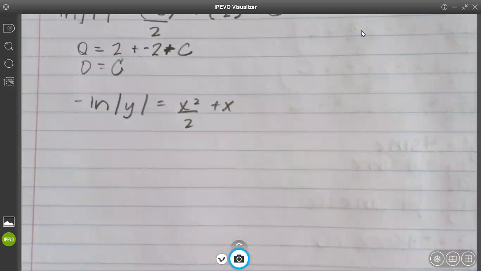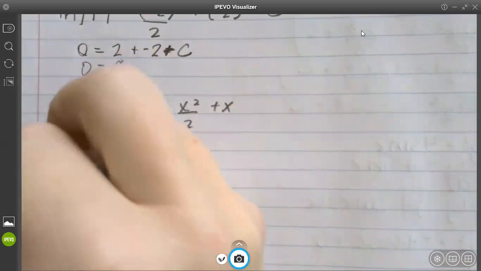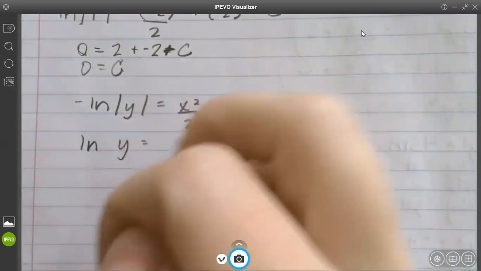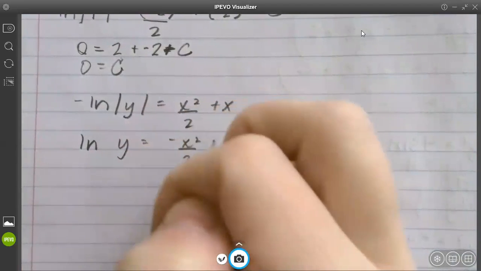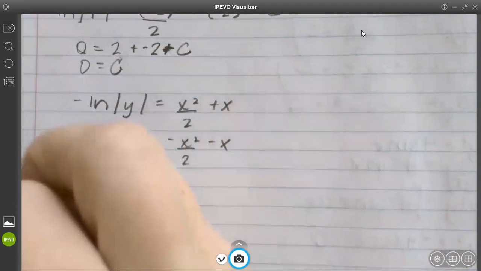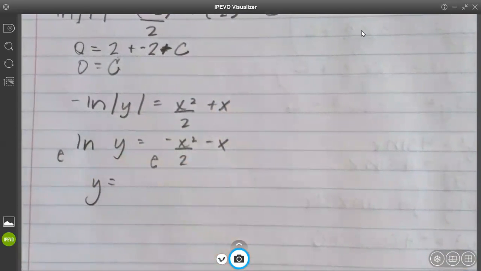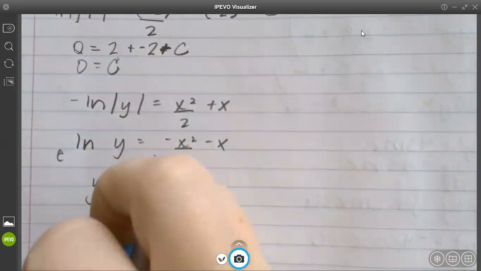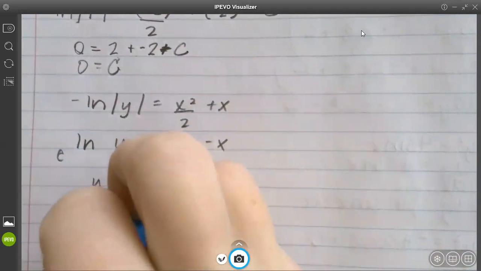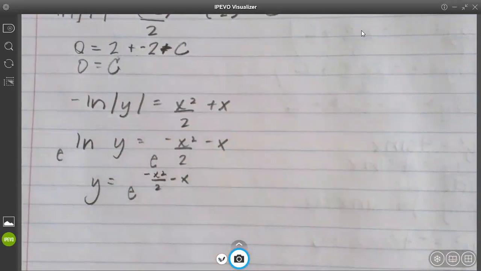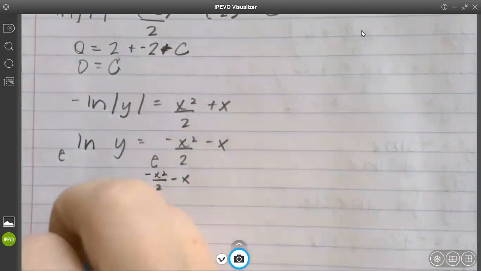How do we get this equal to y? Before that, divide by the negative 1. I had a sneeze, sorry. Negative x squared over 2 minus x. And then we e both sides. We get y equals e to the negative x squared over 2 minus x. We're going to take out that negative.